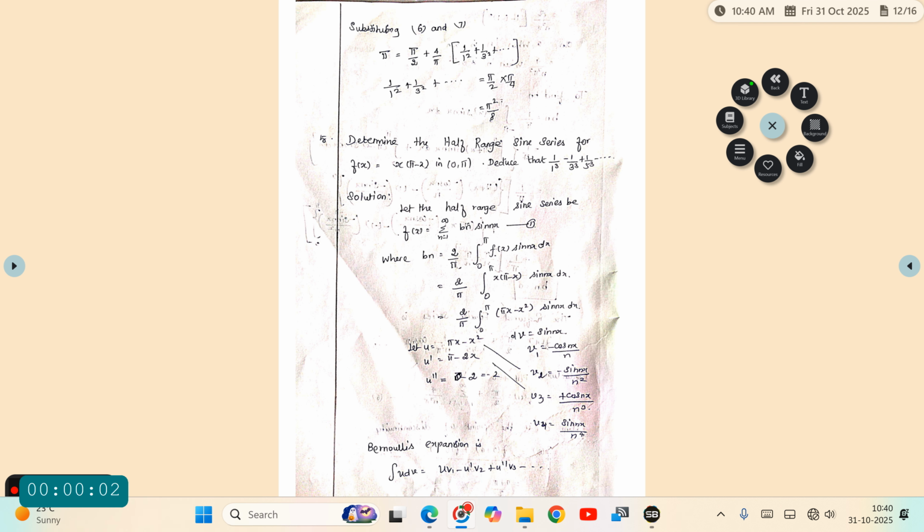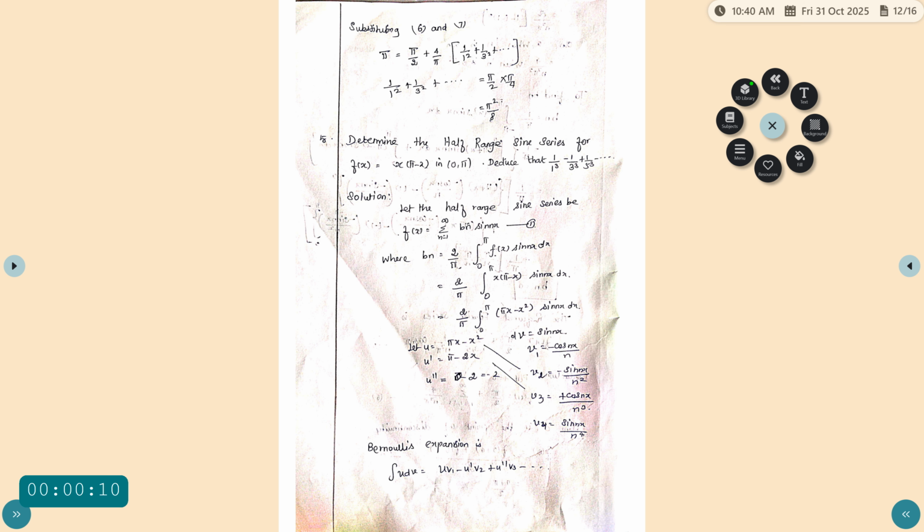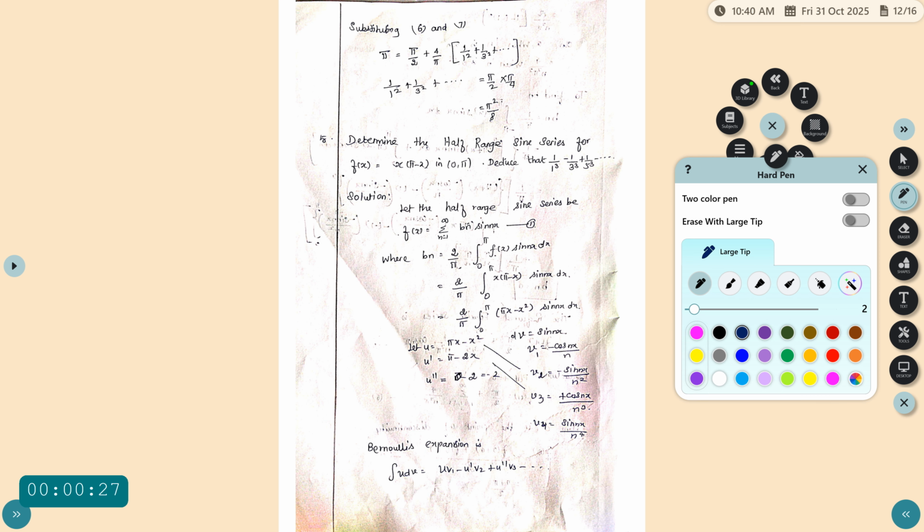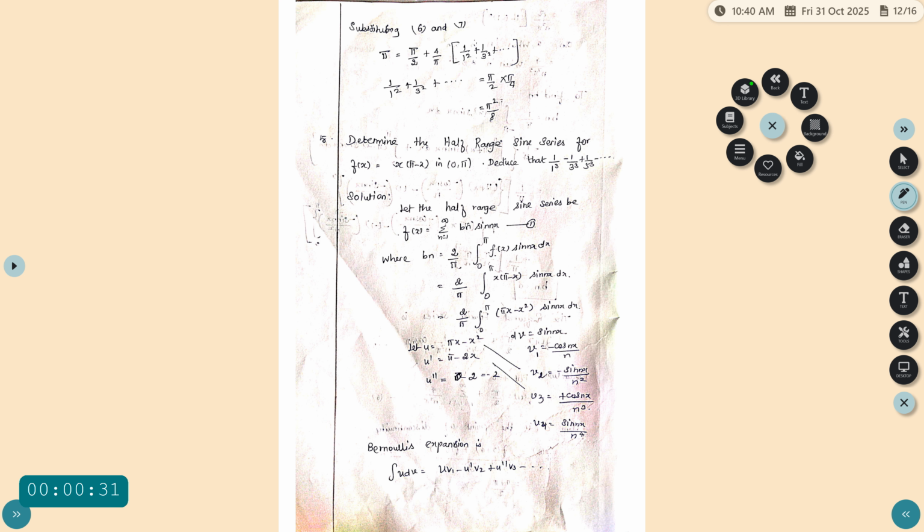Good morning. Today we are going to see the Fourier sine series in the interval 0 to pi. Already we have seen the Fourier series expansion in the interval 0 to 2 pi, as well as the formula for the Fourier series expansion in the interval 0 to 2l. Now the half-range sine series is nothing but a part of the full range series 0 to 2 pi. We can take the interval as 0 to pi. So see the first problem.